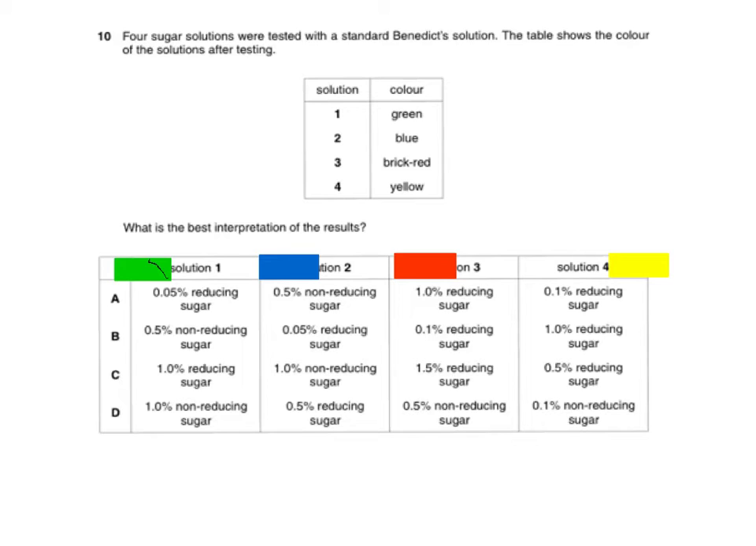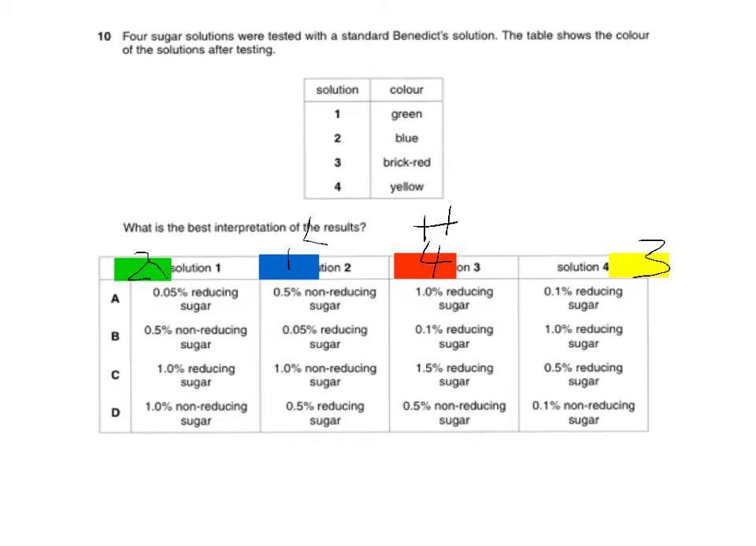Then you need to think, well, it's asking you basically to identify which solution has the lowest through to the highest concentration. So this one should be the lowest, this one should be the highest, okay? So it should go lowest 1, 2, 3, 4, because the change in colours are showing the change in the concentration of the reducing sugar, okay?